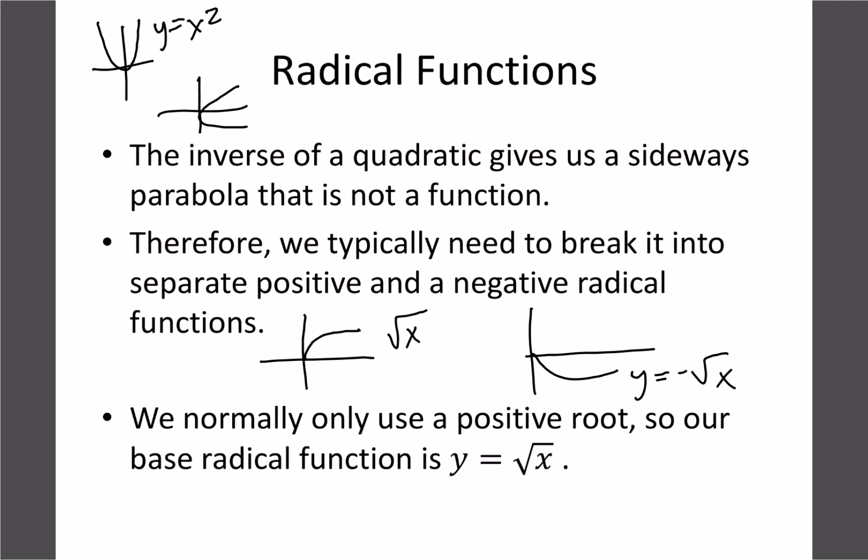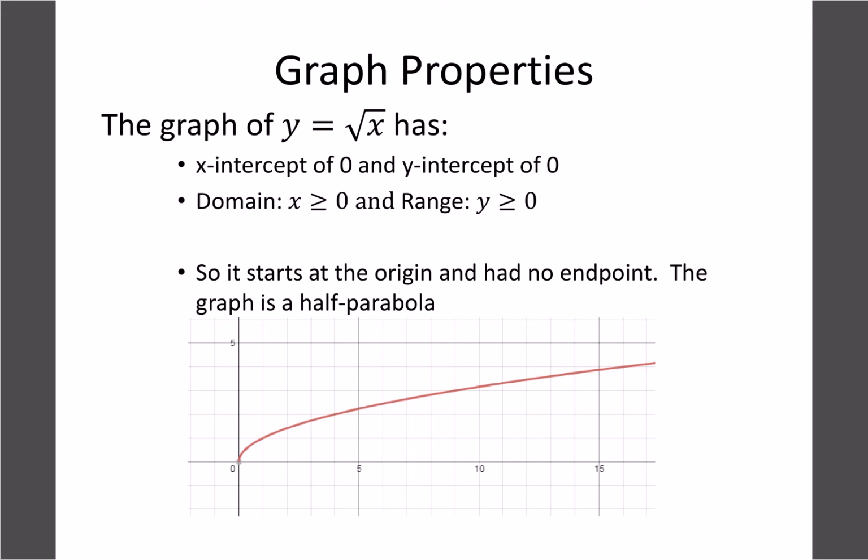So with radical functions, then we're only going to use one, and typically we just use the positive, because if we wanted the negative version, we just do a vertical reflection, and that would put that negative out front, just like we were doing before. So y equals square root of x will be sort of our base function, and that's what we're going to be working with in this chapter.